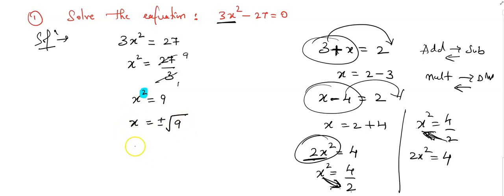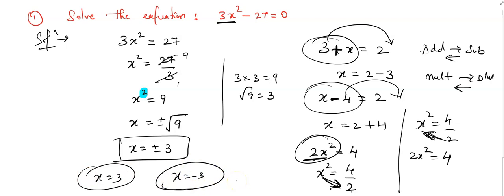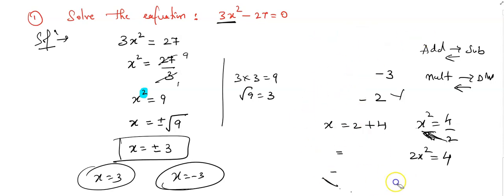Okay. So now x is equals to plus or minus. What is the square root of 9? Square root of 9 is 3, because 3 3s are 9. Right? If you multiply 3 two times, it becomes 9. Correct? So the square root of 9 is 3. So now here we have two solutions, that is x is plus 3 and x is minus 3. So here we have got two solutions. Is this clear? I hope you have understood the basics.